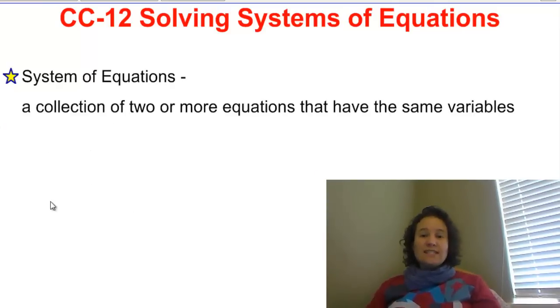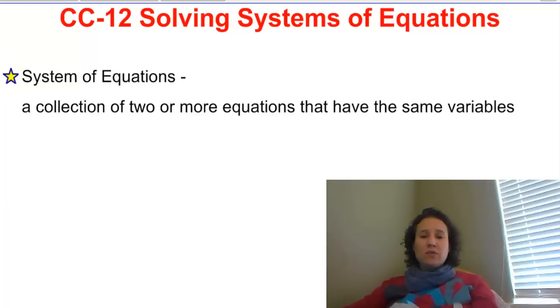Good question. A system of equations is when you have two or more equations that have the same variables. So it's just more than one equation. And so when we look at more than one equation, we're trying to figure out what pairs of numbers, what values of x and y make both of those equations true. Or if we have three of them, what pairs of numbers make all three of them true. And for what we're doing right now, we're just going to work with two sets of equations.